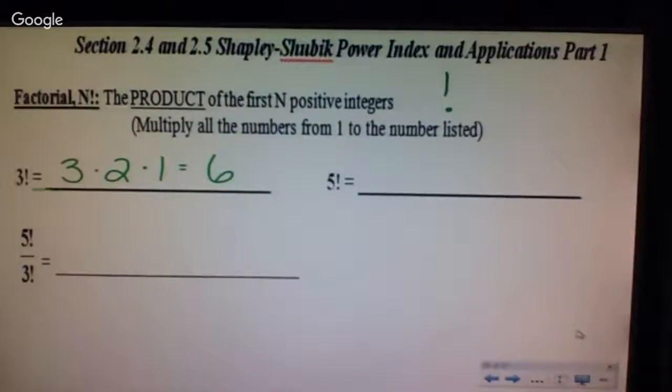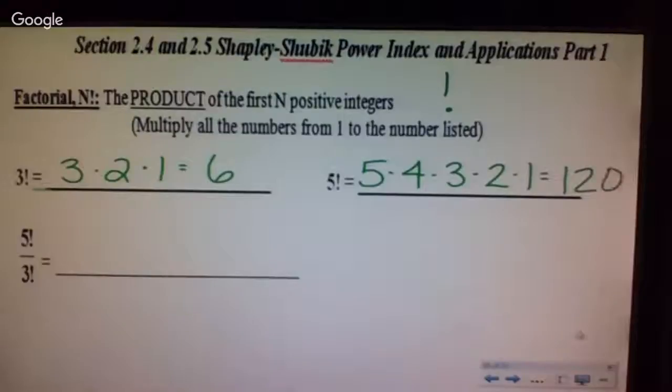Okay, so when you see 5 factorial, that means we start at 5. This is 5, 4, 3, 2, 1. I have a question. So we just count down until we get to 1? Yes, ma'am. Every time.